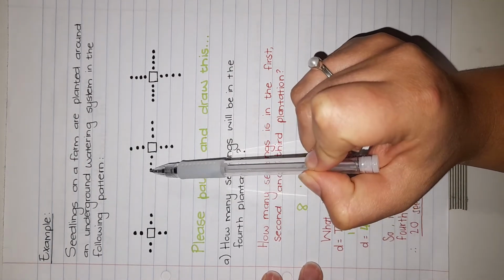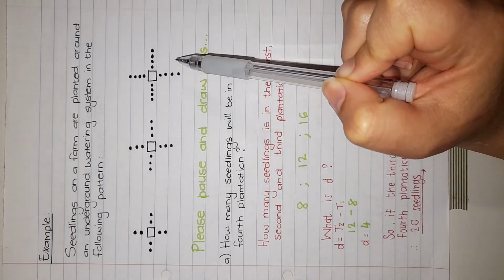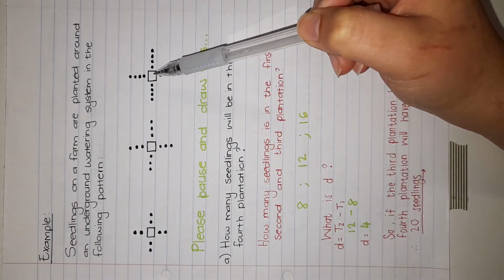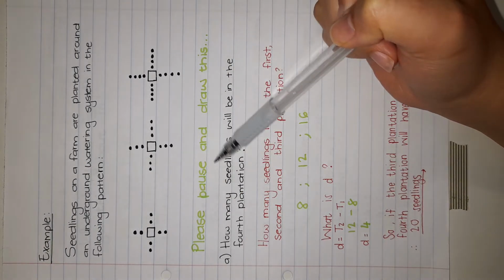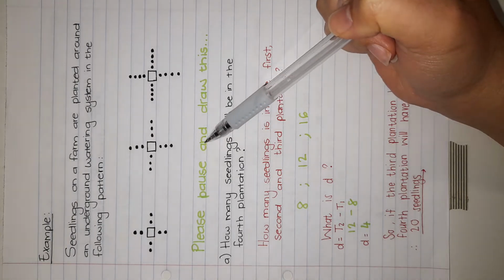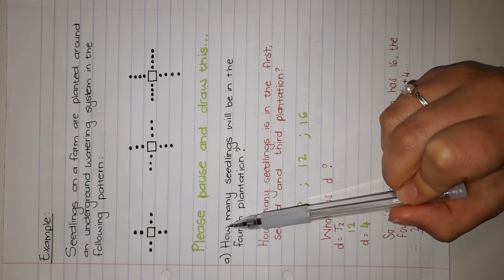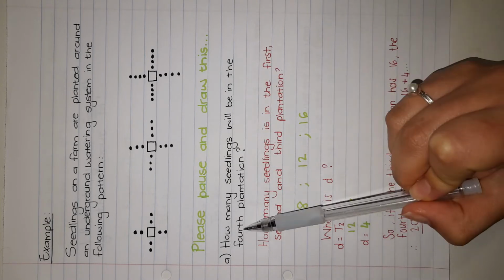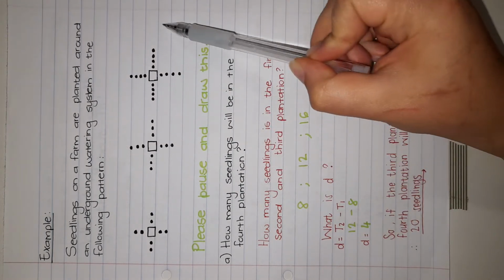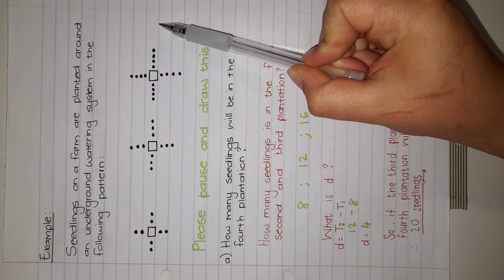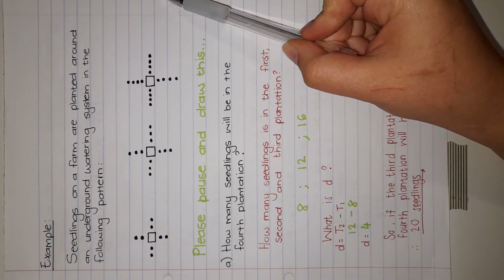Now, in the beginning, we're going to work with pictures. And many times, those of you who did the Olympiads, they give you pictures and ask you the question. But later on, we're going to work with words. They're going to tell me what they want. But for now, it's pictures, it's fun and easy. So our question is, how many seedlings will be in the fourth plantation? So this is plantation 1, plantation 2, and plantation 3. How many seedlings would be in plantation 4? We don't know that yet. We need to work that out.